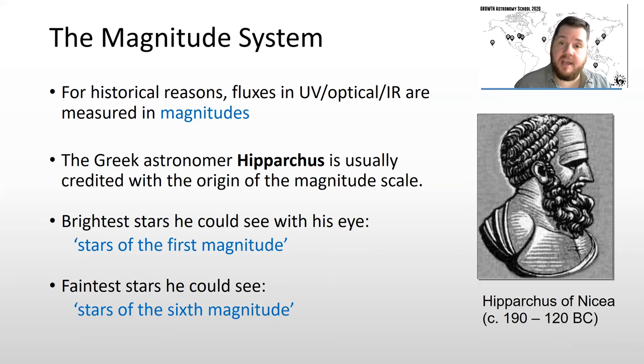The brightest stars he could see with his eye, he referred to as stars of the first magnitude. He went out there and he saw the brightest stars. He said, these are stars of the first magnitude. The faintest stars he could see, he referred to as stars of the sixth magnitude. And then all the rest were somewhere in between, stars of the second magnitude, stars of the third magnitude, so on and so forth. And this was his system for establishing the brightnesses of stars.